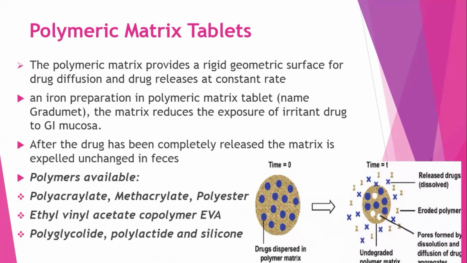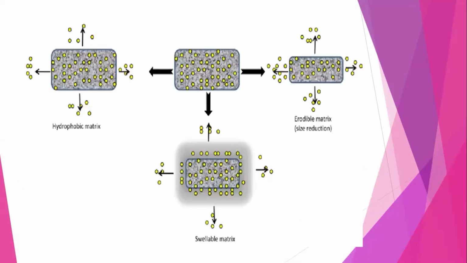The polymers available for that matter are polyacrylate, methacrylate, polyester, ethyl vinyl acetate copolymer, EVA, also known as polyglycolide, polylactide, and silicone. You see this is the figure, and you can see the polymer degradations of various types. On the left side you see, if the polymer is water insoluble, it lets the water in very slowly, so the drug goes out slowly. And on the right side you see the matrix erodes slowly.